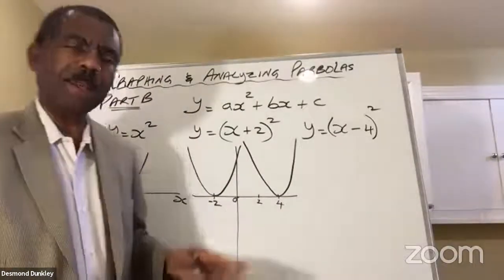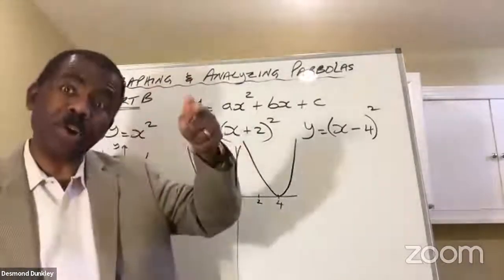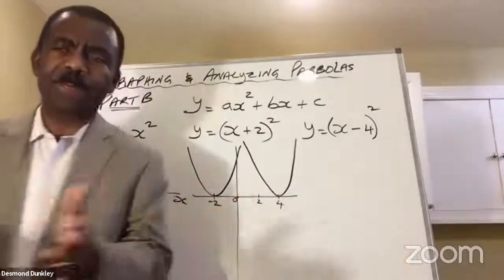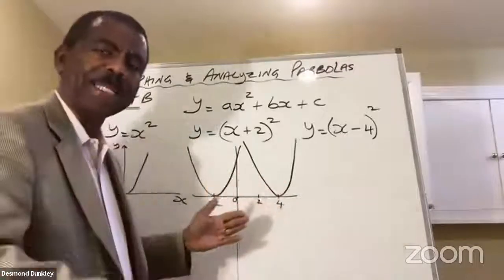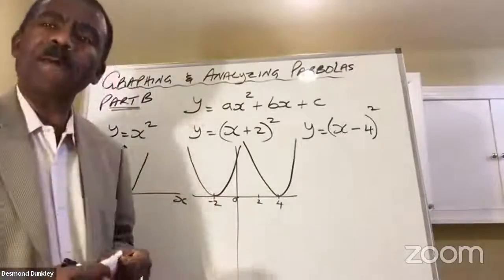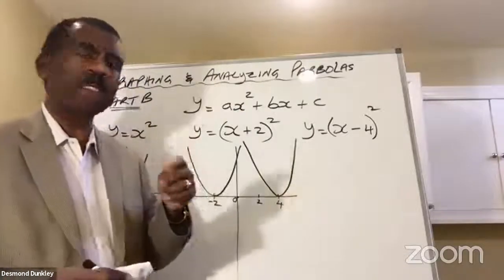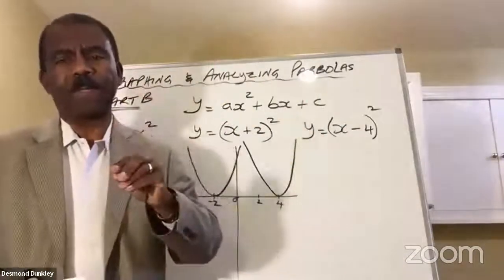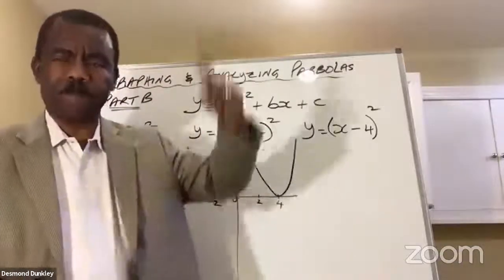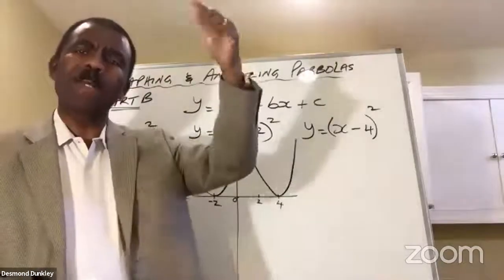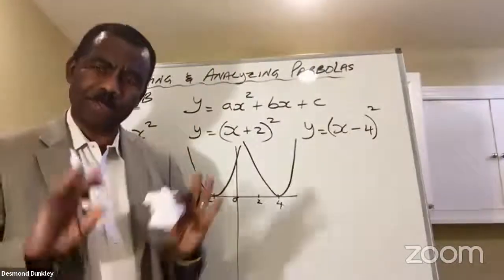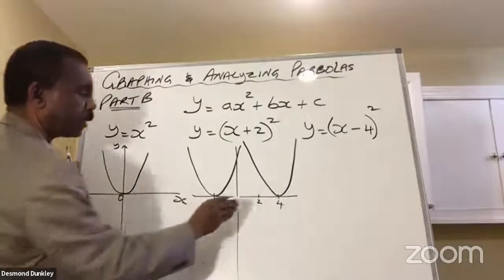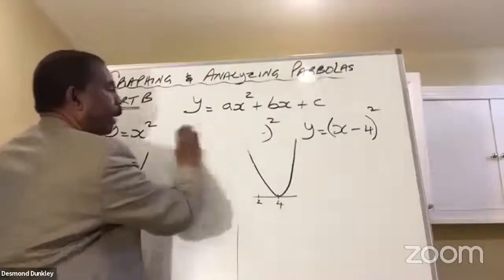So what did we find? We find that if the number is within the quadratic term, it causes a horizontal shift. Positive goes to the left, negative goes to the right. If the addition is away from the quadratic term, then it creates a vertical shift. If it's positive, it goes up. If it is negative, it goes down. Great.